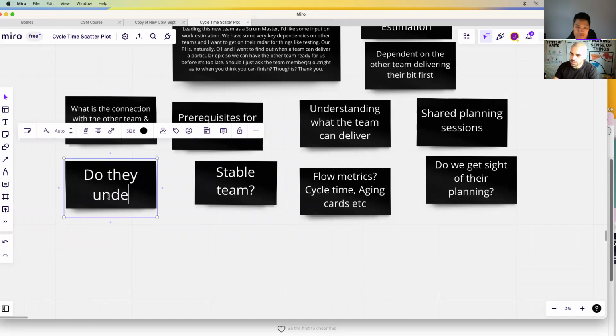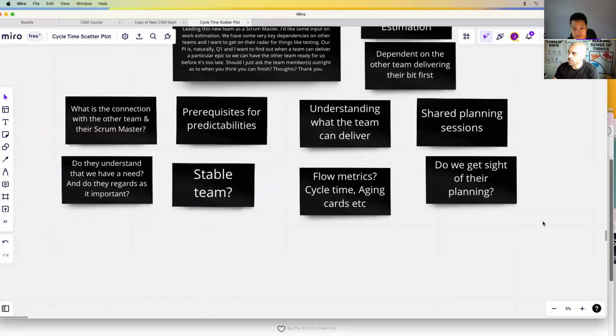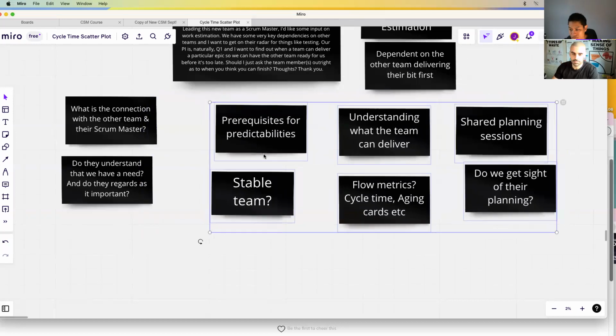Do they understand that we have a need? Yeah. And do they regard it as important? Right. That's another thing. Because what can lead from that, if it is important, then we're able to kind of get into this stuff here.